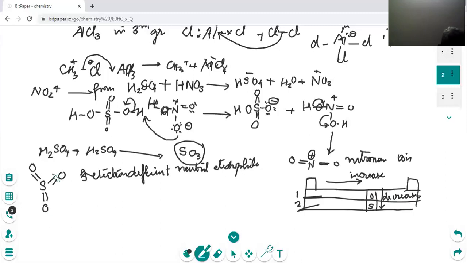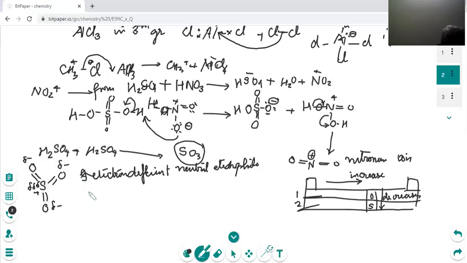And therefore, in these bonds you can write delta negative on each oxygen. All these paired electrons, the double bonded electrons, are attracted towards the oxygen. Once that happens, the cumulative effect will be delta plus on the sulfur. So the sulfur is highly electron deficient, and that is the reason why this acts as a good electrophile.